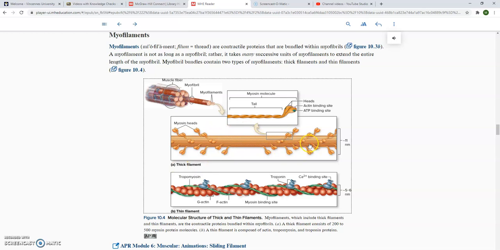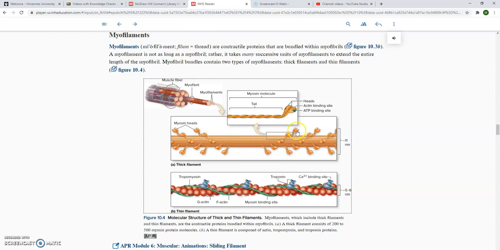So it's much thicker, that's why they call it thick myofilament. But it's one of the myofilaments that are within the myofibril. And it's made up of myosin. That's the molecule that the thick myofilaments are made up of.